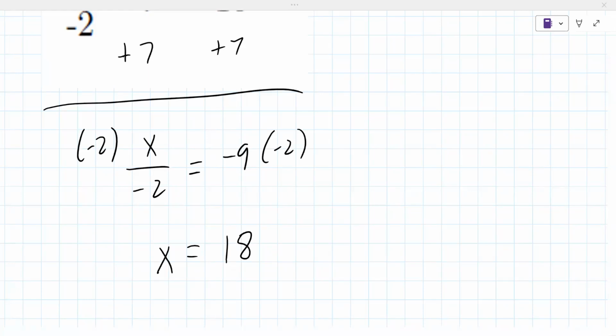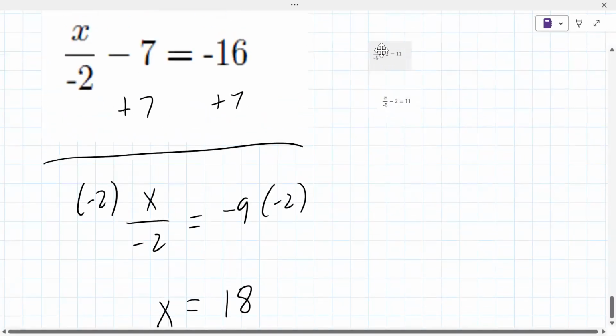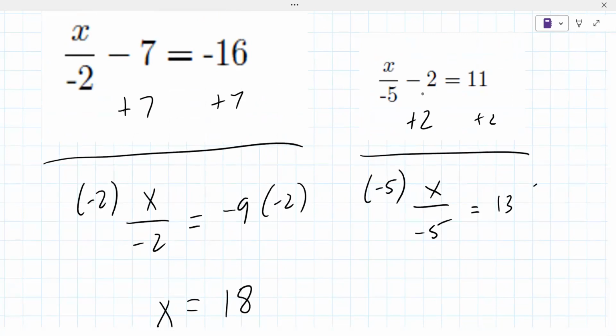Let's do one more here. Kind of the same type of problem. Actually, bring this up here. So again, whether it's addition or subtraction, you undo it, you add 2 to both sides, and you multiply by the number that you're dividing by, which is -5. X equals -65. All right.